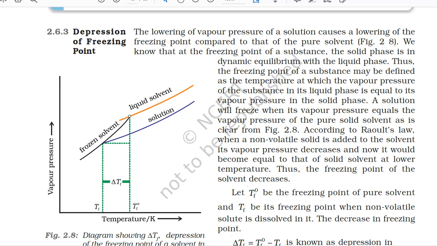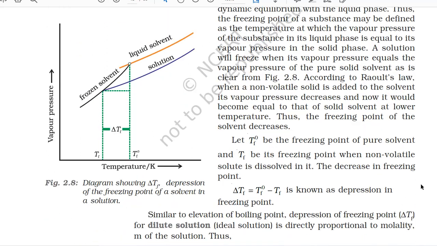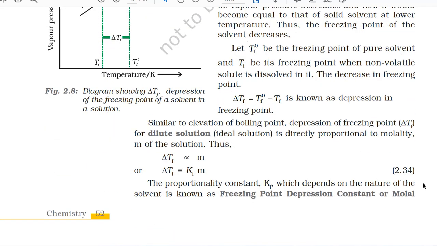A solution will freeze when its vapor pressure equals the vapor pressure of the pure solid solvent, as is clear from Figure 2.8. According to Raoult's law, when a non-volatile solid is added to the solvent, its vapor pressure decreases and now it would become equal to that of solid solvent at a lower temperature. Thus, the freezing point of the solvent decreases. Let T0f be the freezing point of pure solvent and Tf be its freezing point when non-volatile solute is dissolved in it. The decrease in freezing point, ΔTf = T0f − Tf, is known as depression in freezing point.